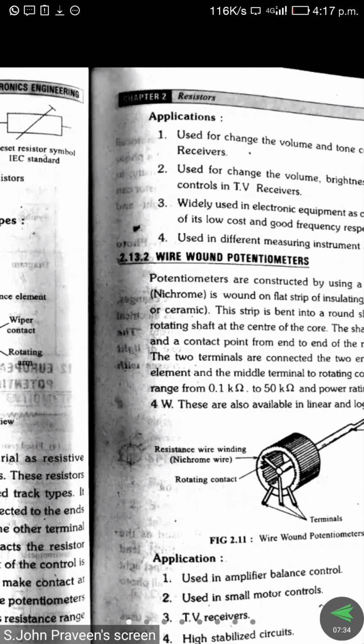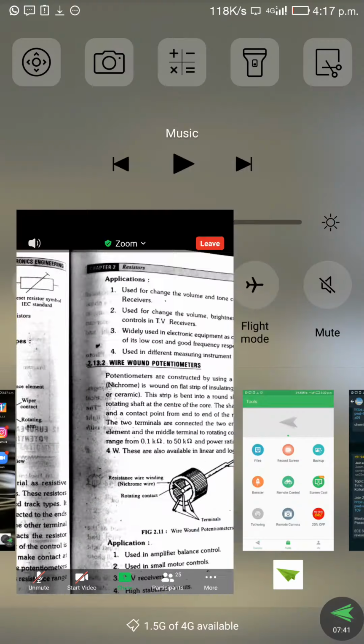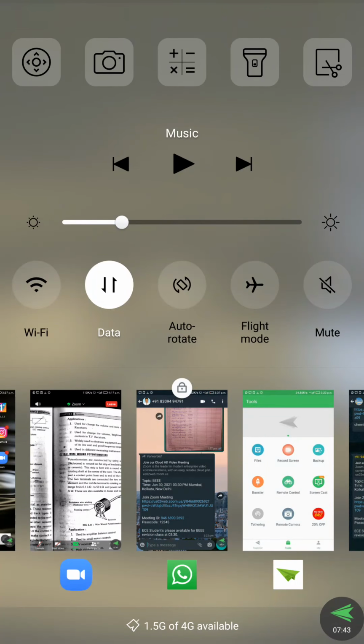So a wiper is also connected. When we are rotating the shaft, the wiper contact will change its position. According to the position, the resistance value will change.